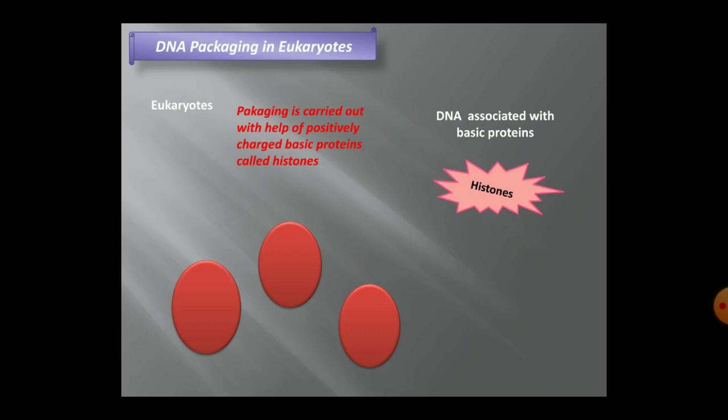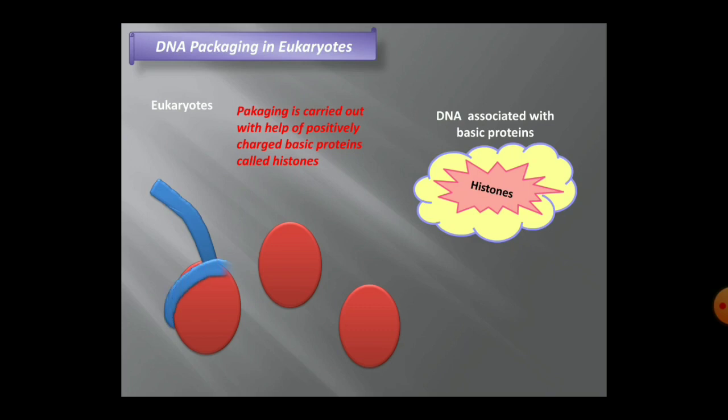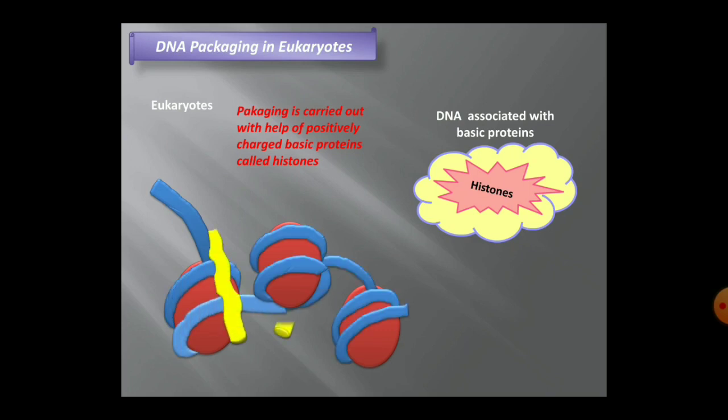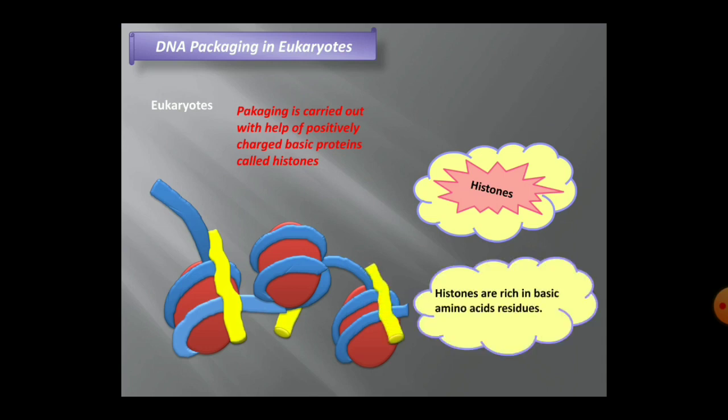Basic proteins are positively charged, and they are rich in 2 amino acids: lysine and arginine. The histone proteins are rich in these 2 basic amino acids, lysine and arginine. Look at the picture. The red ones are histone proteins, whereas the blue one is the DNA. That means DNA is negatively charged, whereas histone proteins are positively charged. That negatively charged DNA is wrapped around the positively charged histone proteins during packaging.